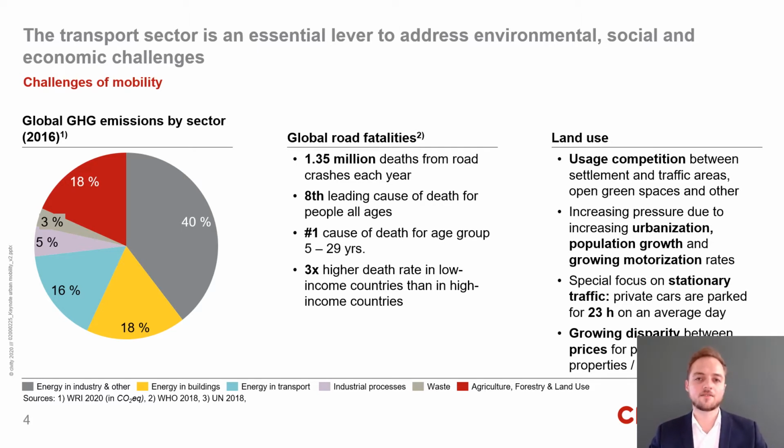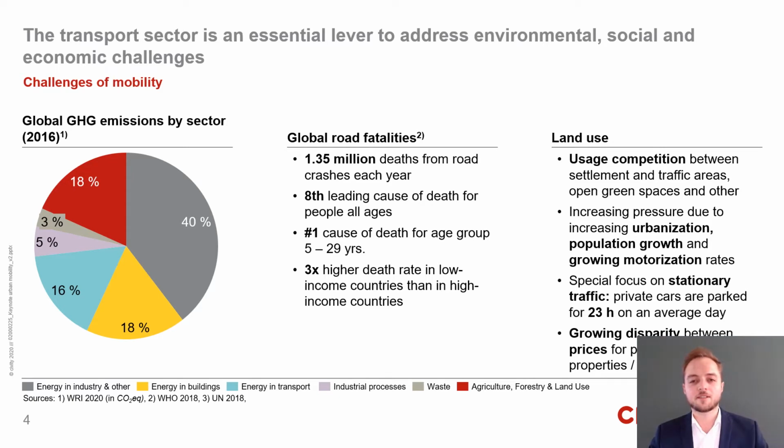And this is not accounting for people who get hurt or disabled in traffic accidents, nor does it account for people who suffer from noise pollution or bad air quality. So overall, road fatalities are the 8th leading cause of death for people of all ages, and the number 1 cause of death for young people aged between 5 and 29 years old. In addition, there's a disparity between high-income countries and low-income countries. We can see that the death rate in low-income countries is 3 times higher than in high-income countries. So that's another important thing we need to tackle in terms of health and in terms of safety.